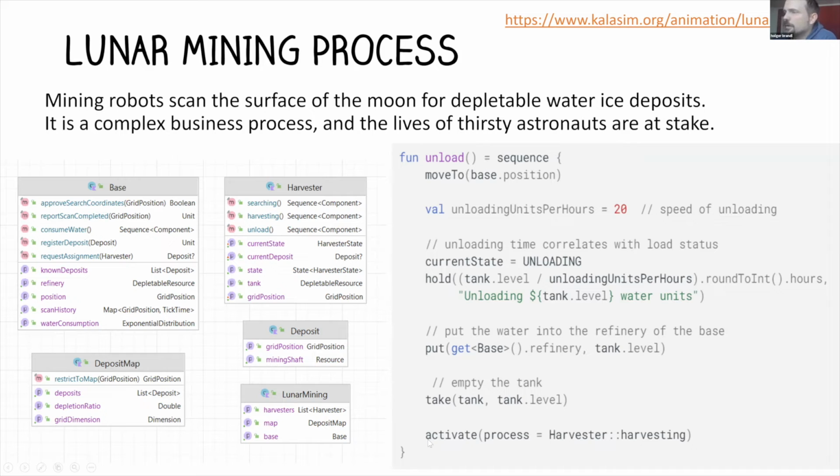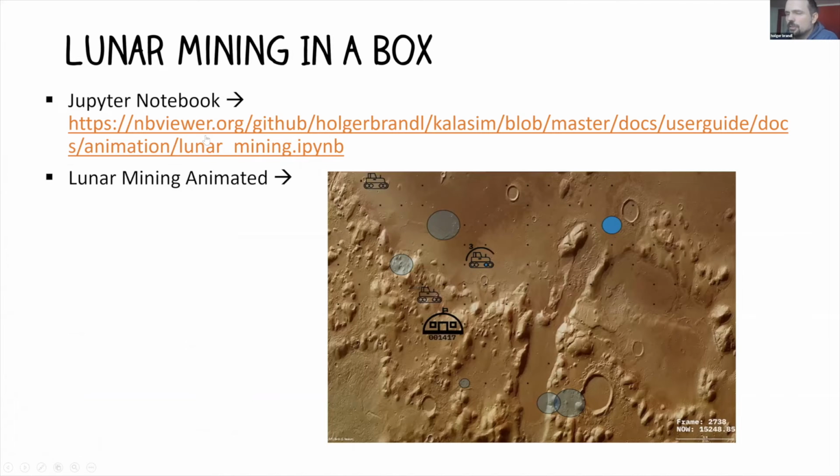So we simply write down what's happening. And some of these steps will stall process execution. So we will rely on Kotlin coroutines, for instance, in this hold operation, to freeze the component, put it into our event queue, and continue execution later on. So what we do here, for instance, in the unloading is we move to the base, then we unload the cargo, we put the cargo into the refinery of the base, and then we activate another process, which is a harvesting process.